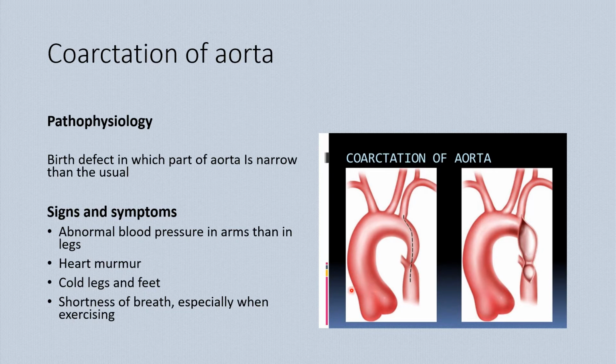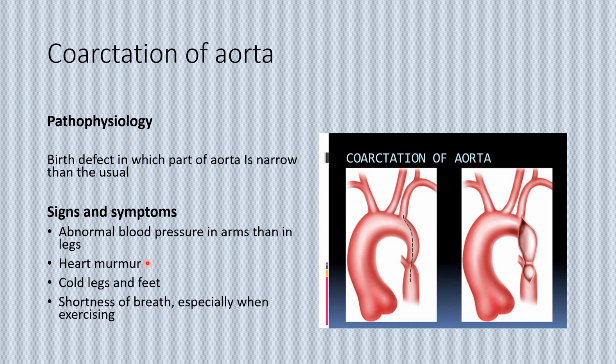So what happens is that there would be abnormally high blood pressure in the arms than in the legs because of the increased blood flow in the arch of aorta, leading to increased blood supply in the upper part of the body, especially the arms. So blood pressure would be increased in the arm, and there would be decreased oxygenated blood supply through this stenotic part into the distal part of the body. So the legs and feet would be cold because of the decreased blood supply.